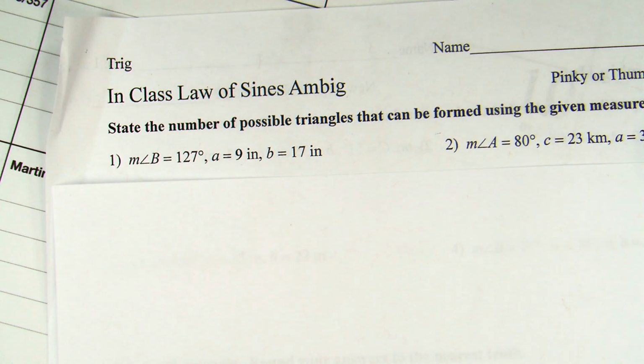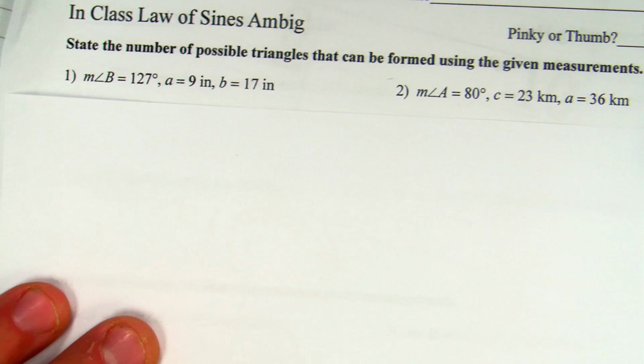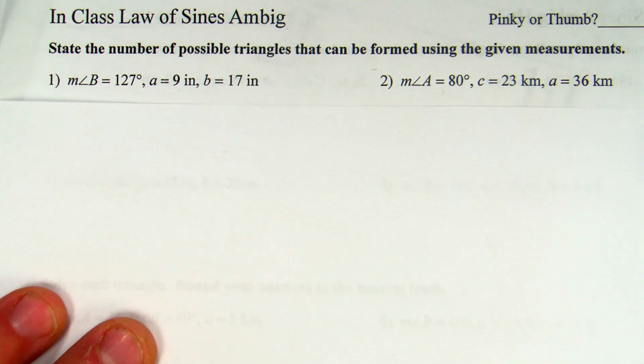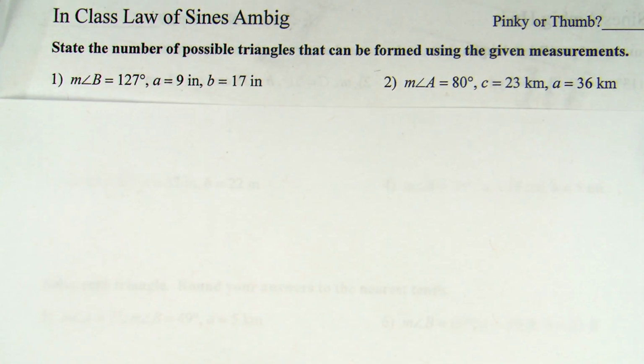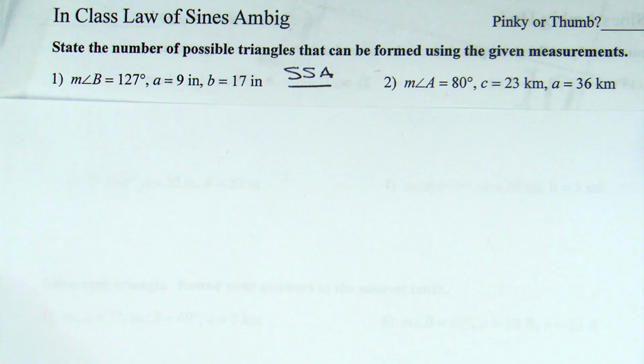Okay. Number 1. State the number of possible triangles that can be formed using the given measurements. So the measure of angle B is 127 degrees, a is 9, b is 17. The difference with these is this is involving two sides and an angle.